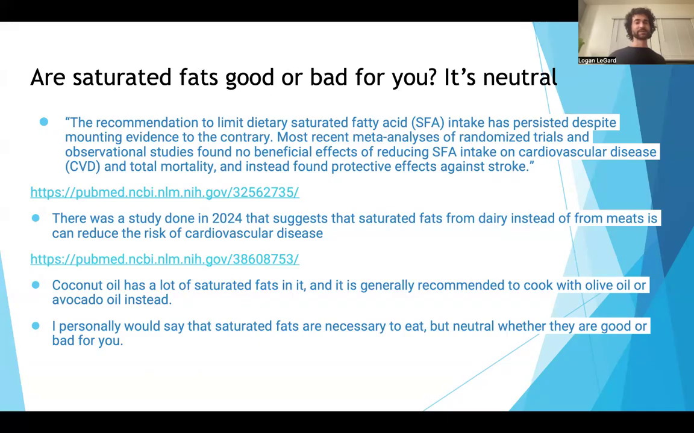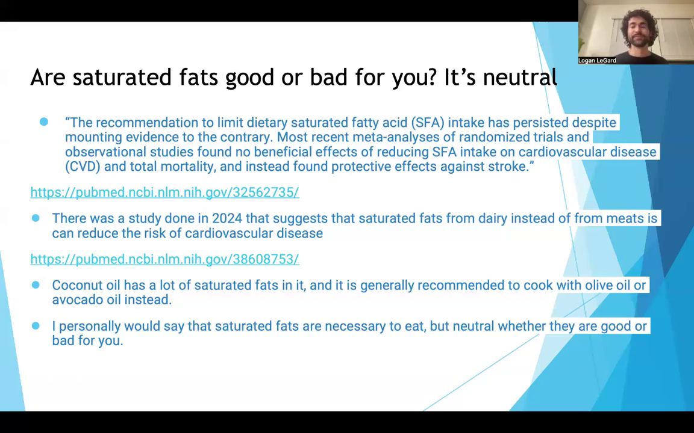There's a study done in 2024 that suggests that saturated fats from dairy instead of from meats can reduce the risk of cardiovascular disease. Coconut oil has a lot of saturated fats in it, and it's generally recommended to cook with olive oil or avocado oil instead. I personally would say that saturated fats are necessary to eat, but they're neutral whether they're good or bad for you.